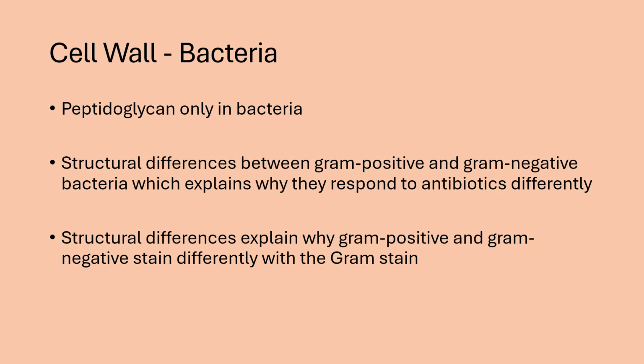With the cell wall now, for bacteria, peptidoglycan is that compound I mentioned that is found in the cell wall. It's only found in cell walls of bacteria. There are structural differences in the cell wall between gram-positive and gram-negative bacteria. And this is going to help explain why they pick up the gram stain differently. It helps to explain why they respond differently to antibiotics, which is ultimately what you're concerned about from a medical standpoint.